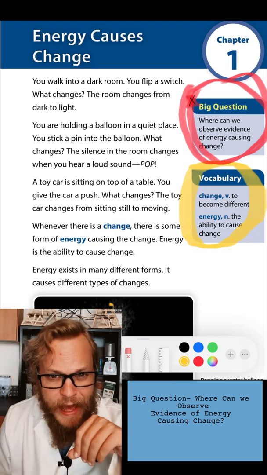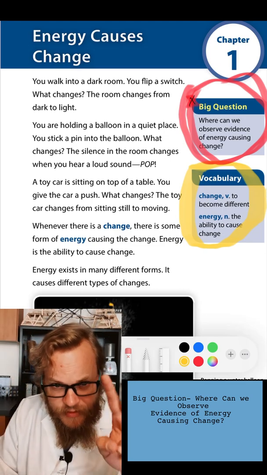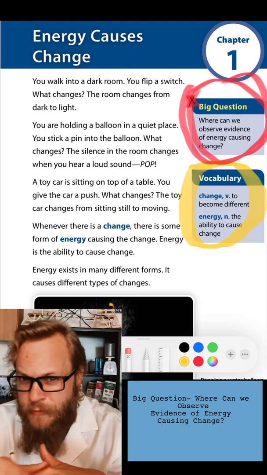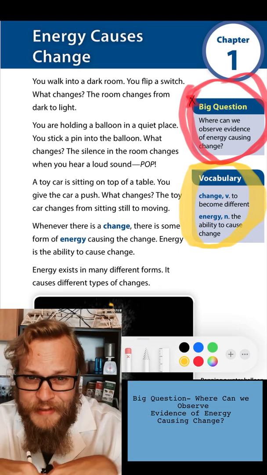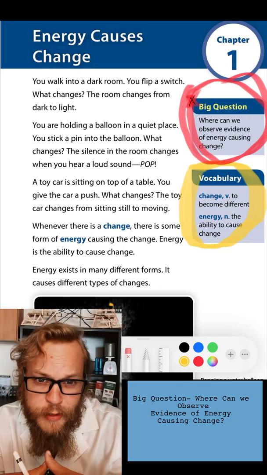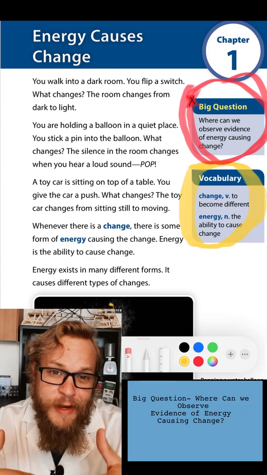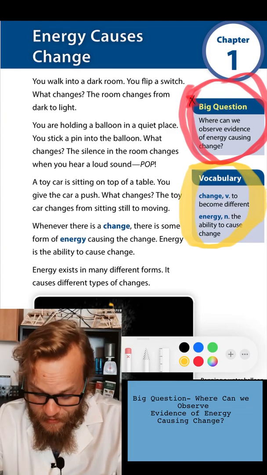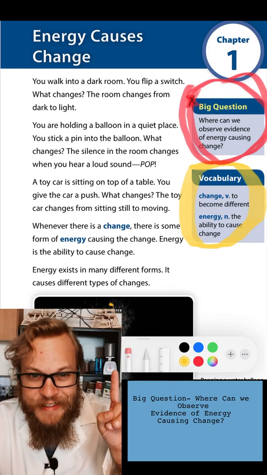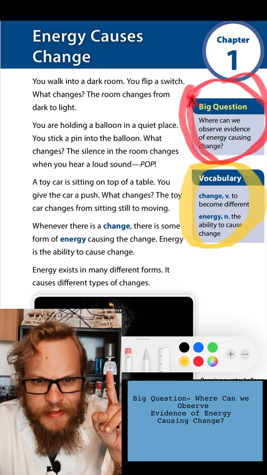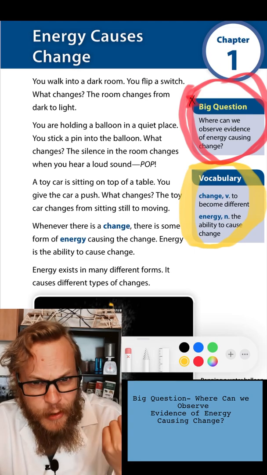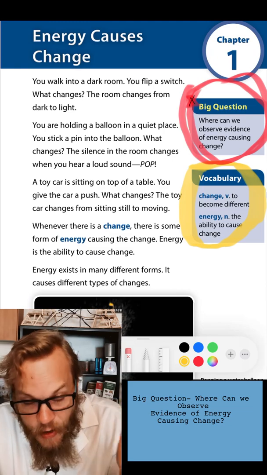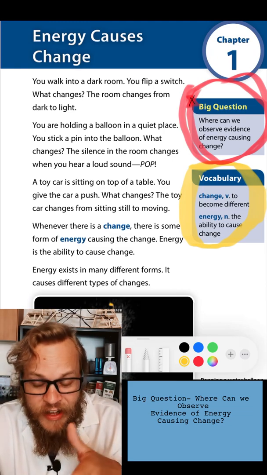So our vocabulary, as I was saying, we have 2 vocabulary terms that we need to know for this chapter before we get any further on, because they're big, new to us words, and words that we'll see quite a bit throughout this chapter. First one is change. That's in our objective, our big question. Energy causes change. Where can we observe energy causing change?